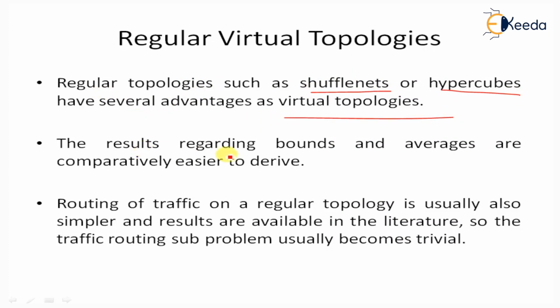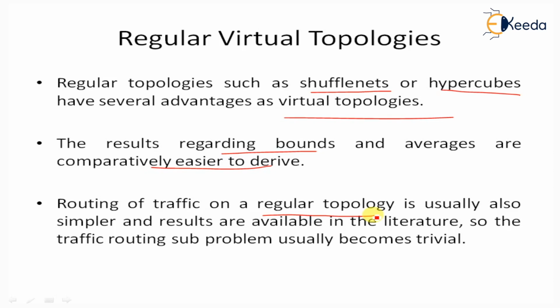The results regarding bounds and the average are comparatively easier to derive. Routing of traffic for a regular topology is usually also simpler, and results are available in the literature, so that the traffic routing subproblem usually becomes trivial. Regular topologies also pose inherent load balancing characteristics.